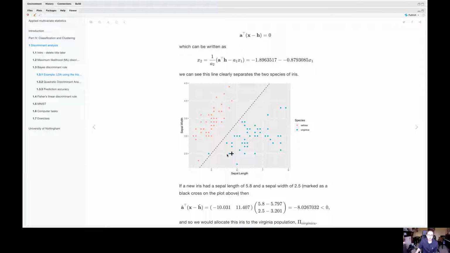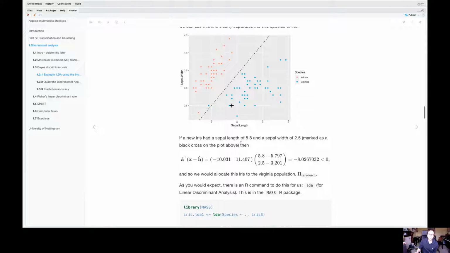Okay, so you can see here there's one point that's misclassified. This Virginica flower down here is on the wrong side of this boundary. That's okay. We're not going to have a perfect classifier, and the statistics say this line is optimal here.